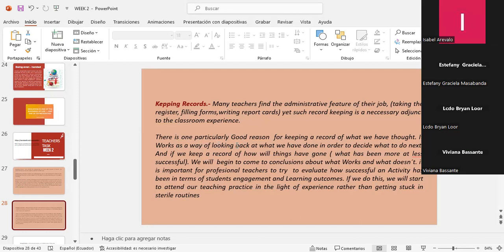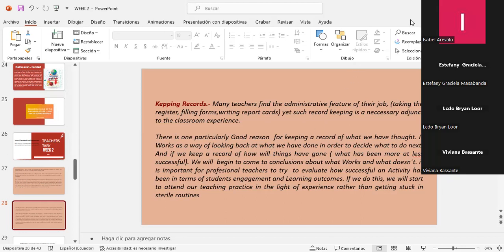There is one particular good reason for keeping a record of what we have taught. It works as a way of looking back at what we have done in order to decide what to do next. Okay? What is my next step? And if we keep a record of how well things have gone, what has been more or less successful, we will begin to come to conclusions about what works and what doesn't.